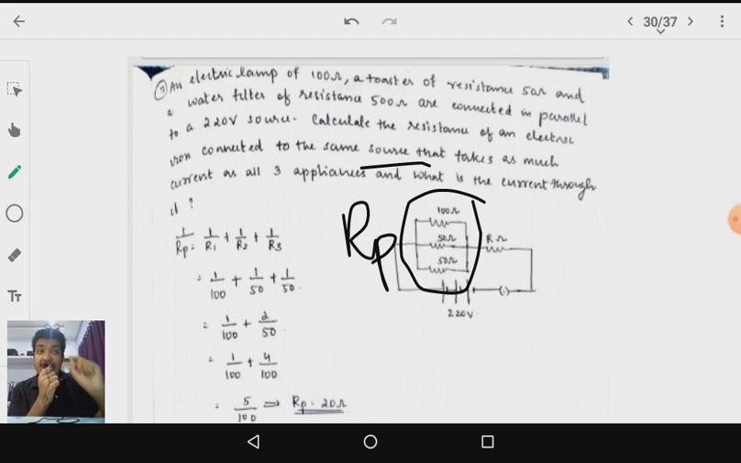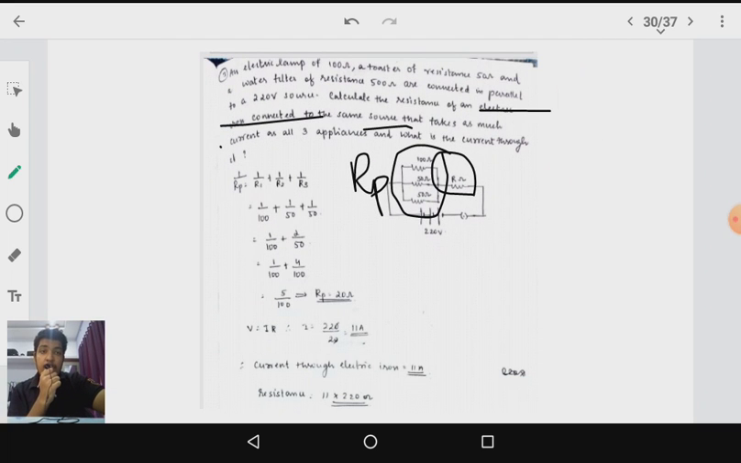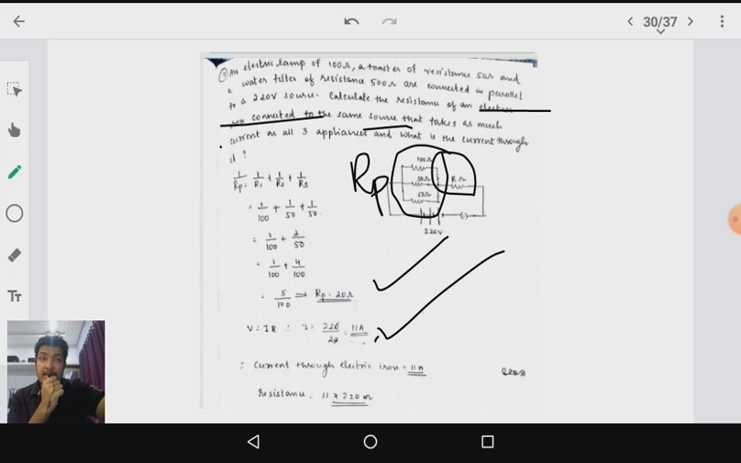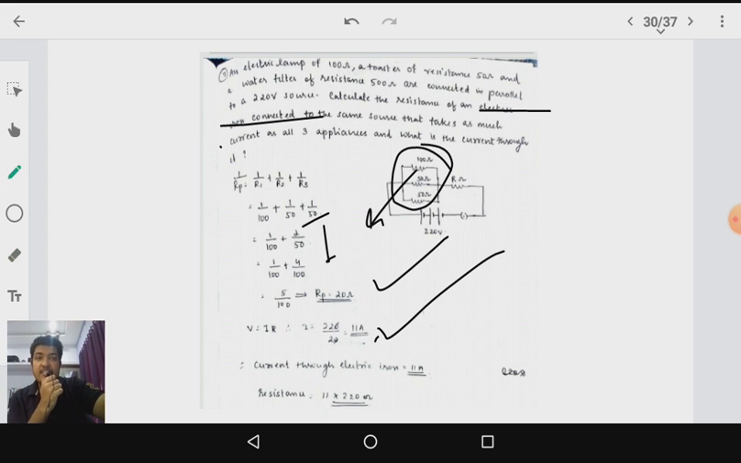To this, another electric iron is connected. So first of all we have to find this Rp, and then we have to find the current. The current flowing through this parallel combination is 11 ampere. And after that, we have to find the current that is flowing through the other one.